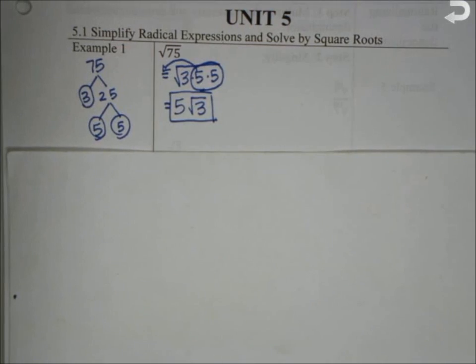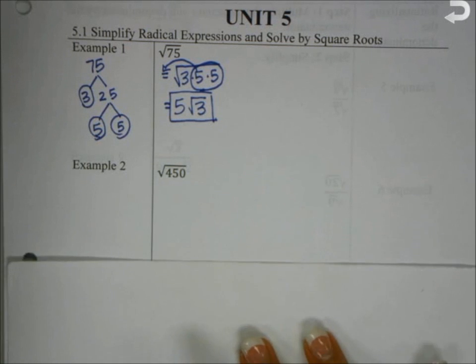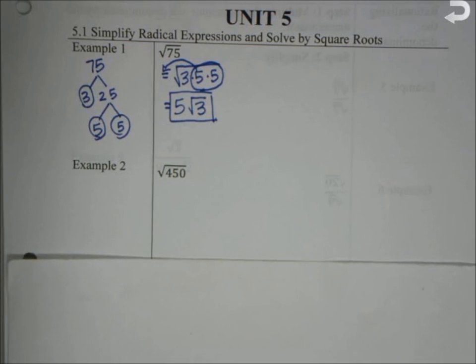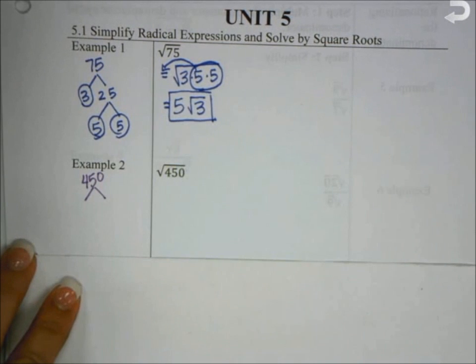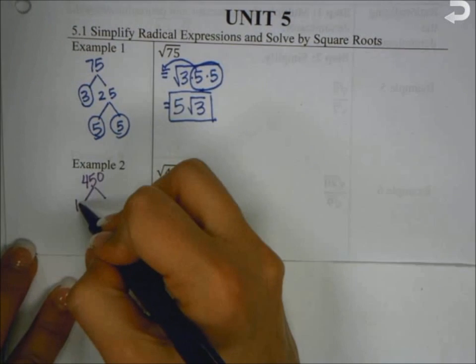All right, so example 2, square root of 450. Right off the top of your head, do you know a perfect square that goes into that? No, so let's factor it out. Okay, so the prime factorization of 450. Just give me two factors of 450. There we go, 10 and 45.